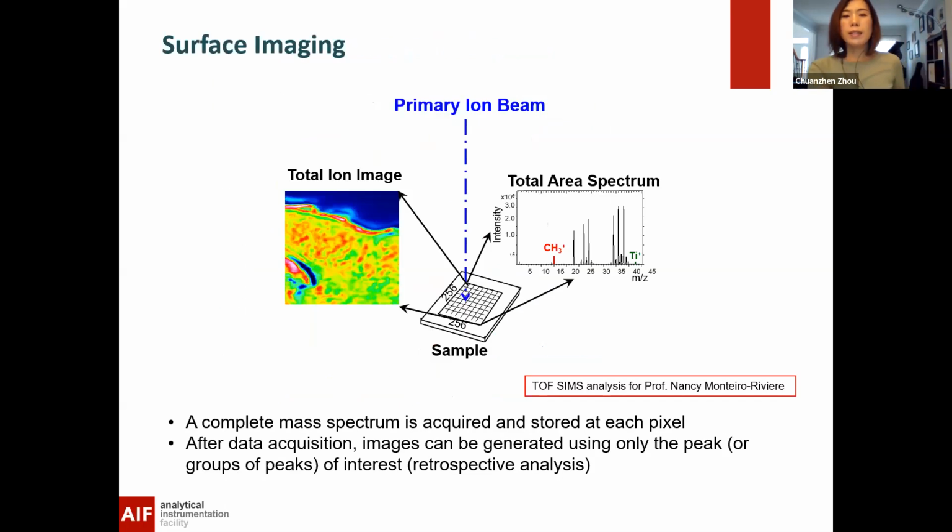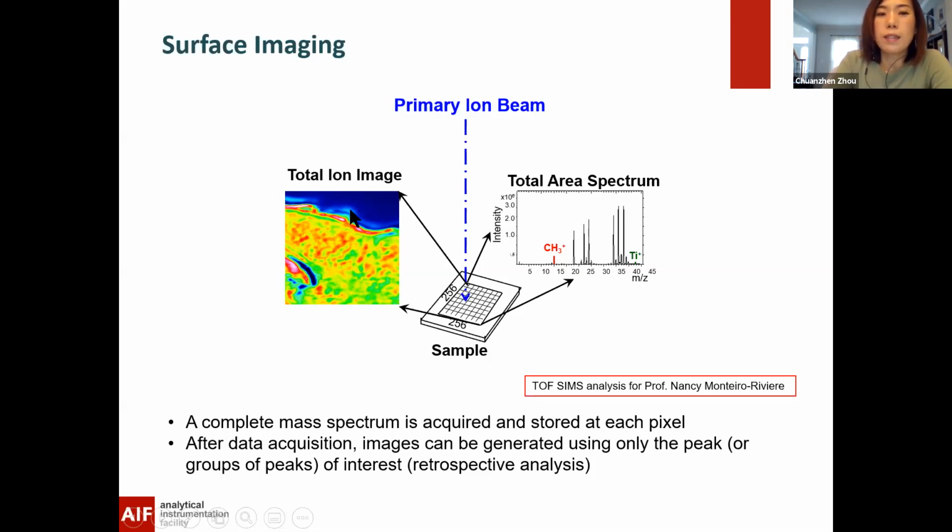All right, so besides the spectrum, we can also do surface imaging. How it works: this focused ion beam can be rastered over a selected area. You can divide this area into many pixels, like scanning electron microscopy, and at each pixel you generate a spectrum. After a certain period of time, you can get a total area spectrum from this region. After you get the spectrum, you can select the ions that you are interested in.